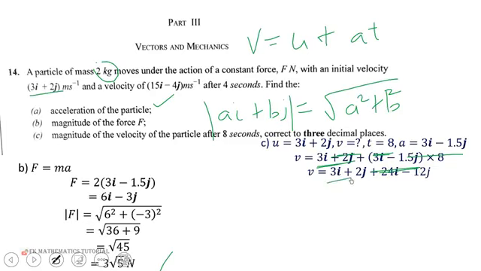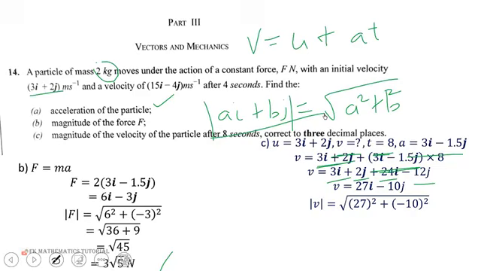Again, we group the items and add. So 3i plus 24i will be 27i. Then 2j minus 12j will be minus 10j. So we get 27i minus 10j. So the magnitude of this, we still use this formula, will be equal to the square root of 27 squared plus minus 10 squared. And that will give us 729 plus 100, the square root of 829. Then to 3 decimal places, we get 28.792 meters per second.